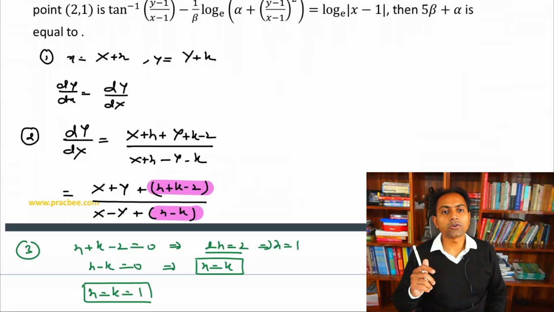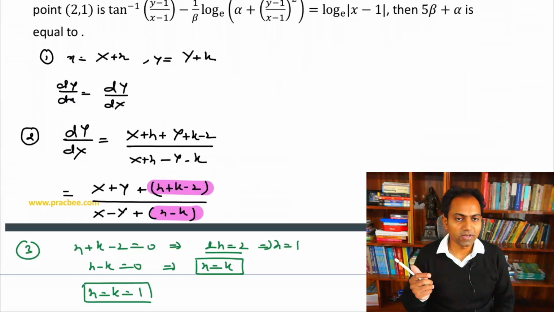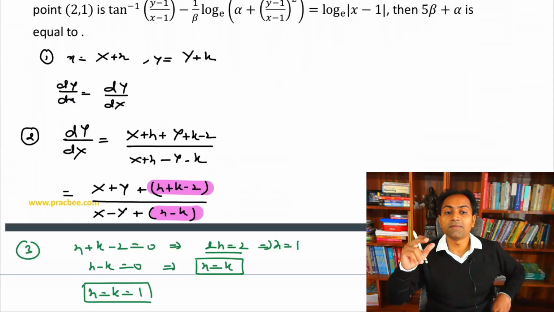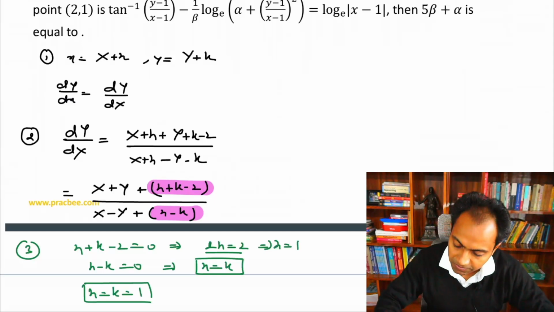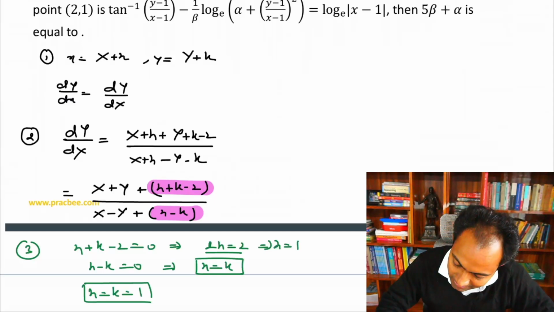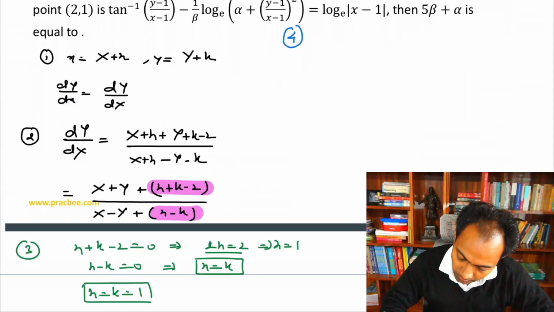So see, we did not know what to put as small x or small y, but we assumed it, and ultimately we followed through the question to get the value of h and k. This is a very important part. Now once you have done that, in the next step, the fourth step, what are we going to do?